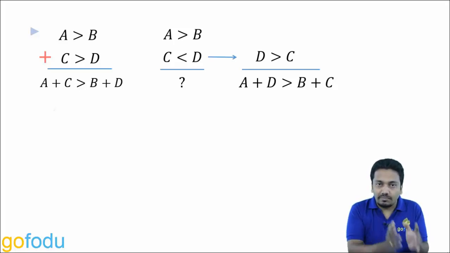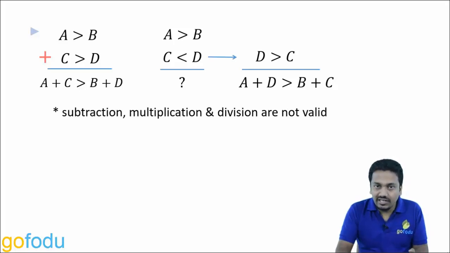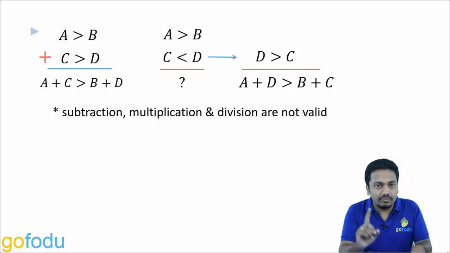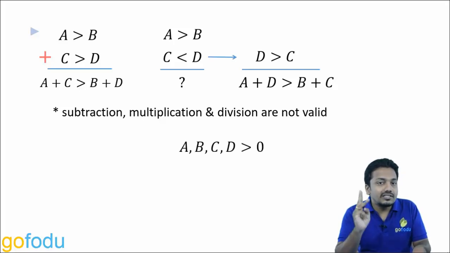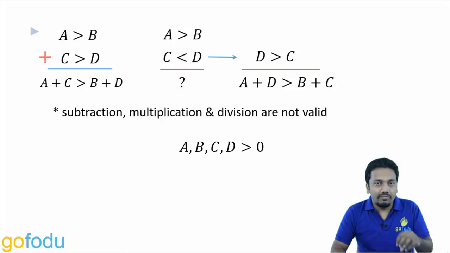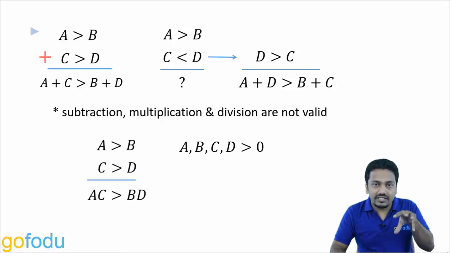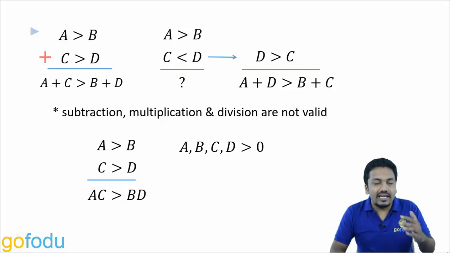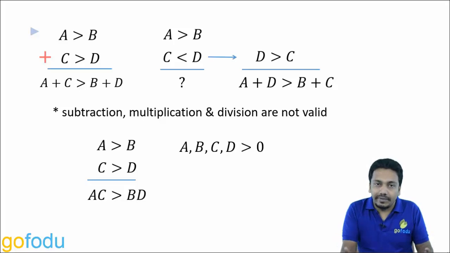Important point here is that subtraction, multiplication and division is not valid. For these operations, it totally depends on the numbers present in the inequality. There is only one case in which multiplication is valid, when all four a, b, c and d are greater than 0. We can multiply the inequalities if they have same direction. Okay? In both the inequalities we have greater than sign, so we can write AC is greater than BD.